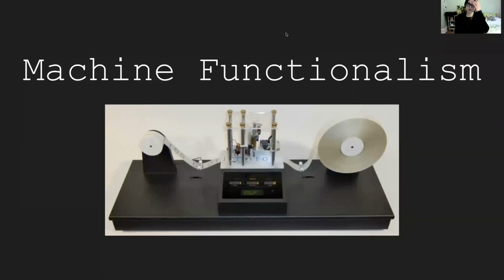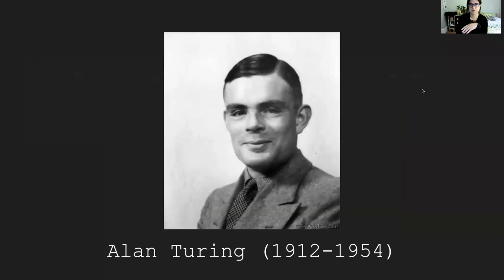So let's talk about the basics for a second. I have a short presentation for you here today to just go over the basics of machine functionalism. This first slide shows a kind of Turing machine that someone tried to build, and we'll talk about Turing machines more in a second. So this is a picture of Alan Turing, who was a famous computer scientist, logician, formal developer of cryptography, and a lot of other stuff.